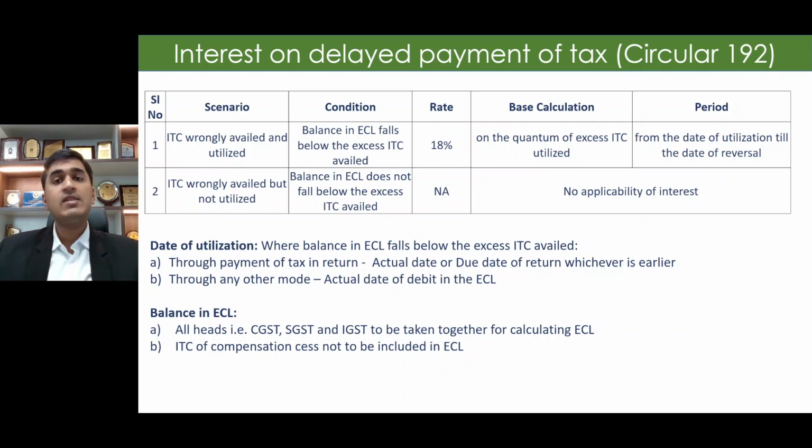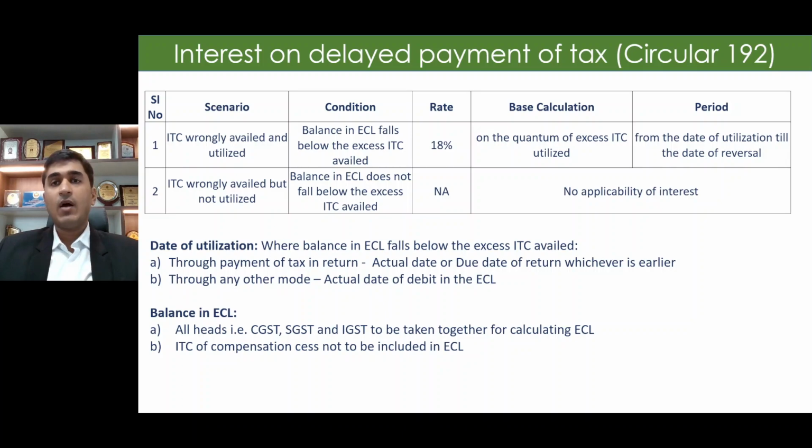How do we know if the balance has been availed and utilized? For this, Rule 88B was inserted, which stated that if the balance in the electronic credit ledger falls below the excess ITC availed, that means the ITC to be reversed, then only the interest is applicable. For instance, if my balance in the electronic credit ledger is 1 lakh rupees and my reversal amount is 1,20,000 rupees, in that case, interest would be applicable only on 20,000 rupees.